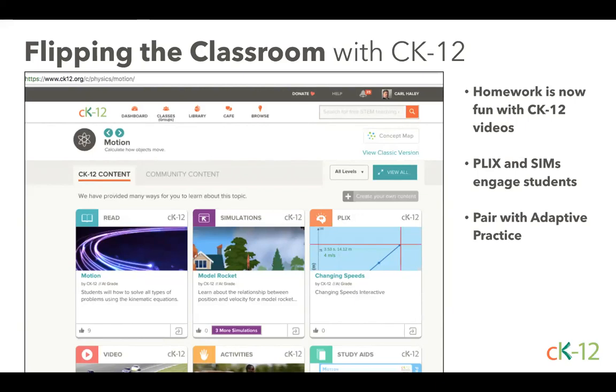After they do the basic level stuff at home, give them a little adaptive practice outside of the classroom to really check if they've understood the basic level stuff they were supposed to learn. So flipping the classroom, to me, is a really great way to use CK-12 to make your life easier. I always say teachers will use tools if it makes their lives easier, and CK-12 will help in this area.